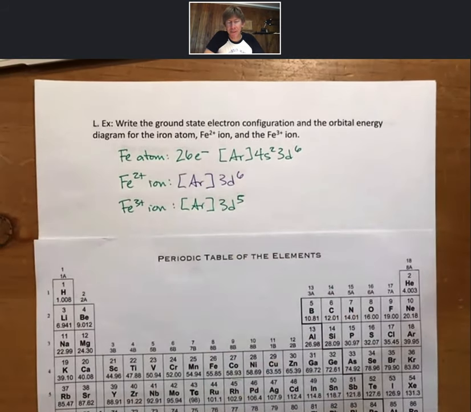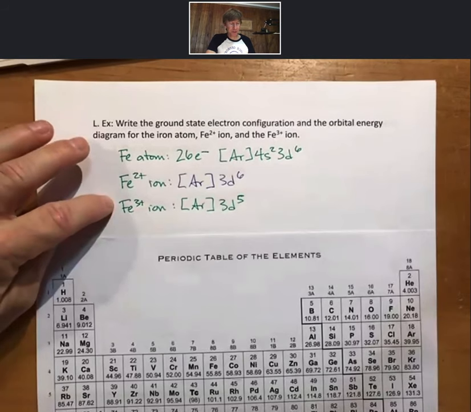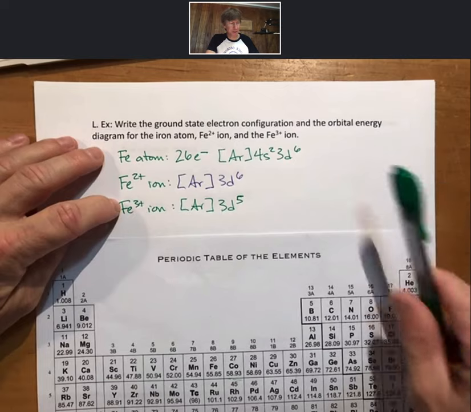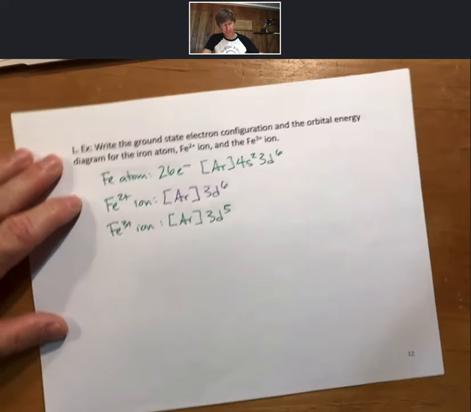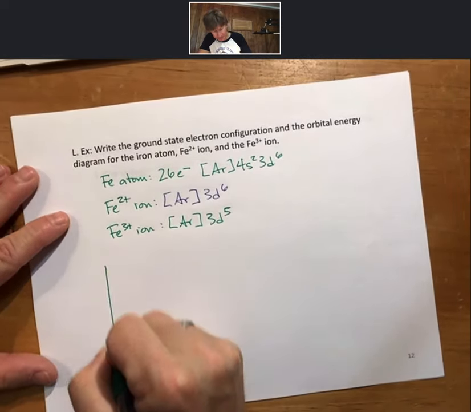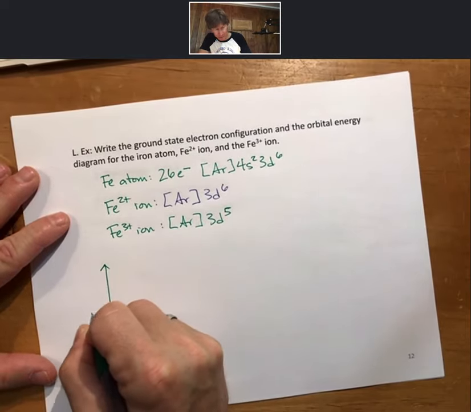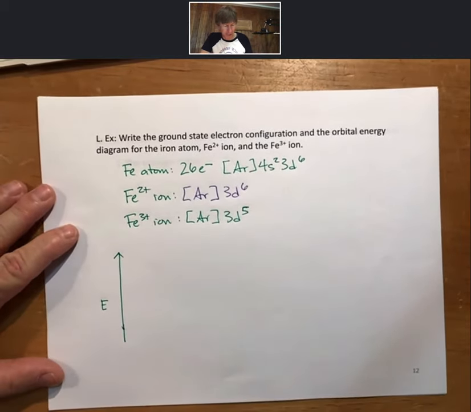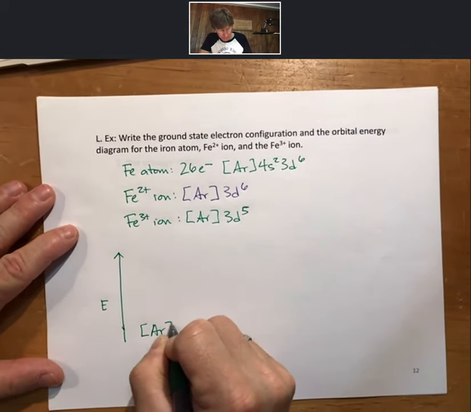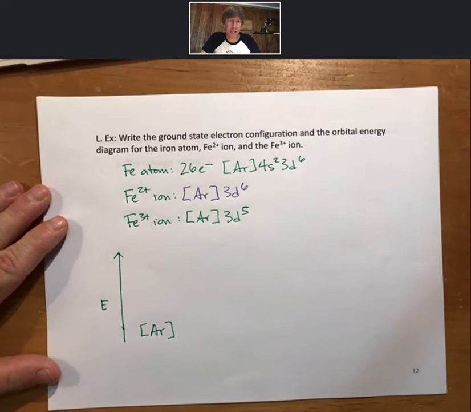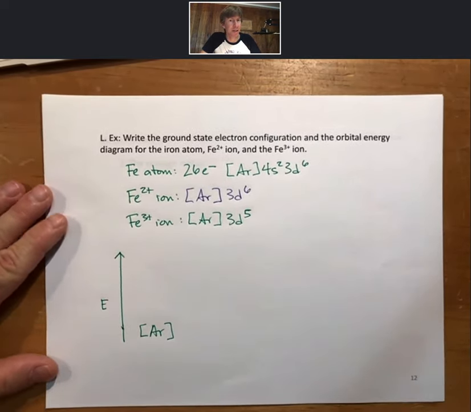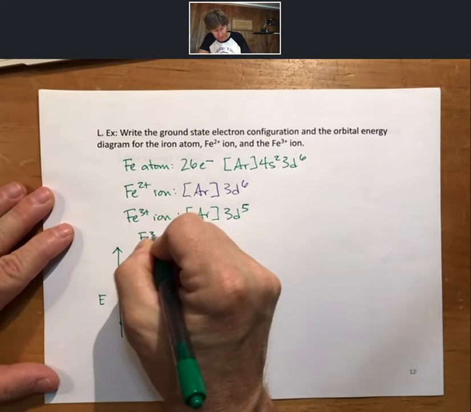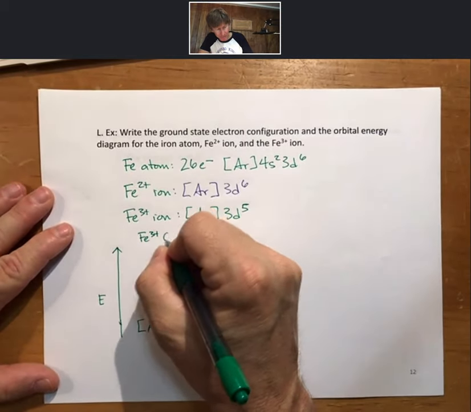3d5. Now, I'm actually going to zone in on the iron 3 plus ion and do its orbital energy diagram. Iron 3 plus, well, then we'll even do a simplified version of that, because I'm going to do the noble gas core. Same 18 electrons as argon. That's okay if it says you're allowed to do that on homeworks or exams. Then for Fe3 plus, orbital energy diagram.